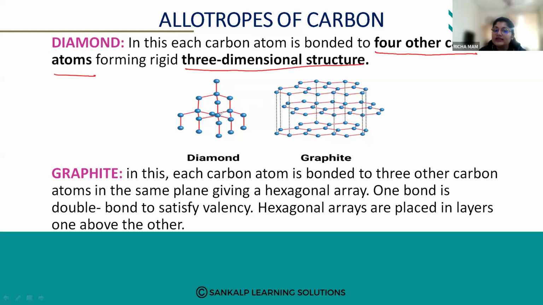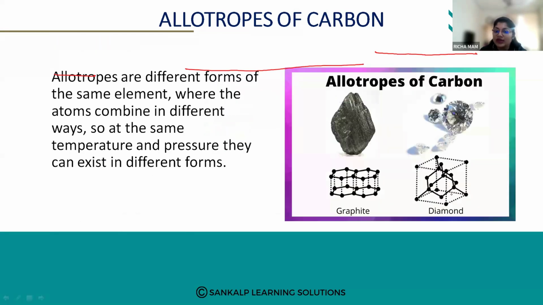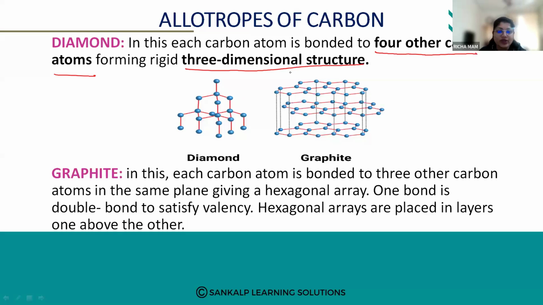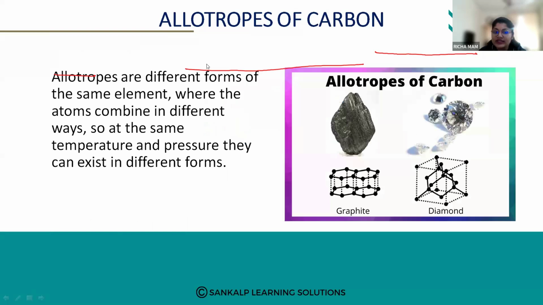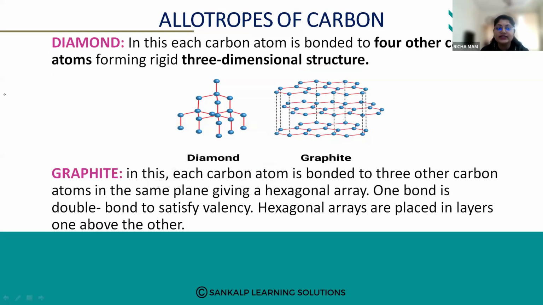Like this it will combine. Each carbon atom will again join four other carbon atoms, and like this it forms the structure of diamond. 3-dimensional means it is visible from all three sides, so it has a 3D structure. So about diamond, you can see the arrangement: each carbon is bonded to four other carbon atoms, forming a 3-dimensional structure.